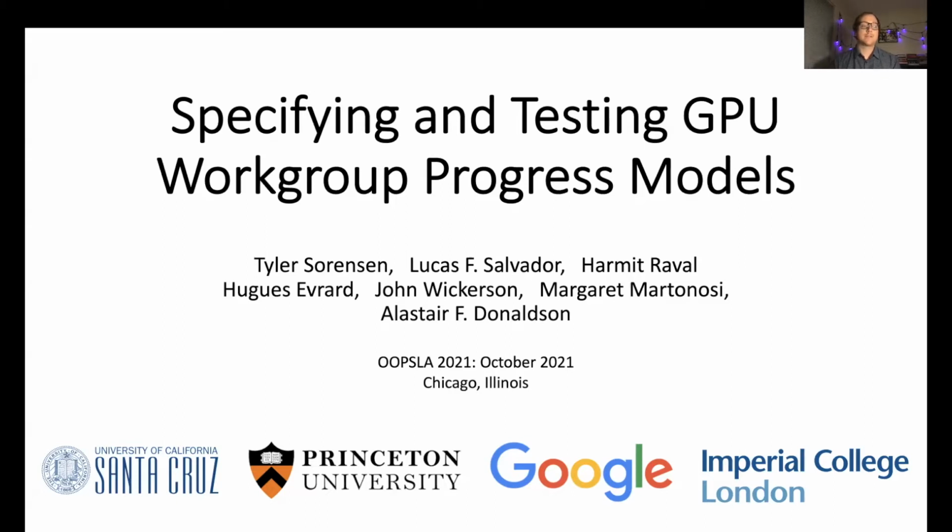My name is Tyler Sorensen. I'm an assistant professor at UC Santa Cruz. My collaborators are Lucas F. Salvador and Harmit Raval. These were two undergrads at Princeton University who I had the pleasure of working with while I was a postdoc there, and we worked with Professor Margaret Martonosi. We also collaborated with Ali Donaldson and John Wickerson at Imperial College London, and Hugh Everard, who is now at Google. So this is a big project with lots of people from different places, so it was a lot of fun.